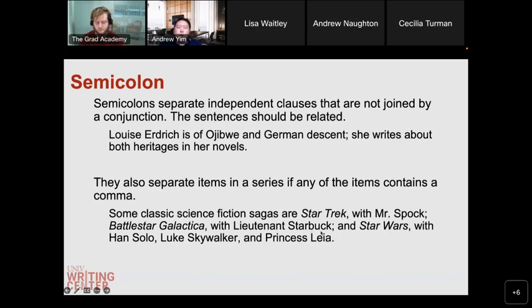In addition, down below, you can also use semicolons to separate items in a series, in a list, instead of using a comma per se. As you can see, some classic science fiction sagas are Star Trek with Mr. Spock; Battlestar Galactica with Lieutenant Starbuck; and Star Wars with Han Solo, Luke Skywalker, and Princess Leia. So if you have any series of lists that contain a comma, you might use a semicolon to separate the items. Again, I have not seen this rule very often, but this is something to keep in mind as an additional rule for the semicolon itself.